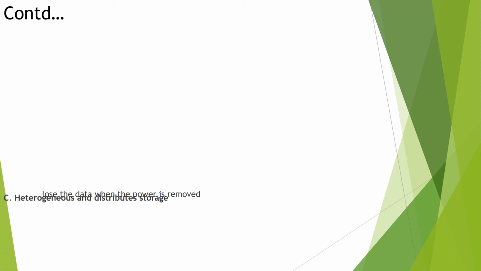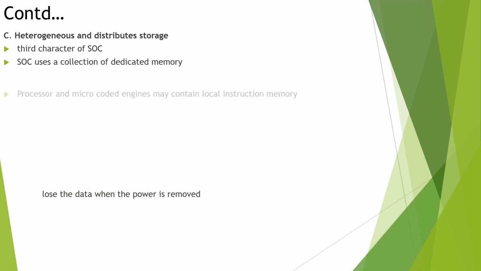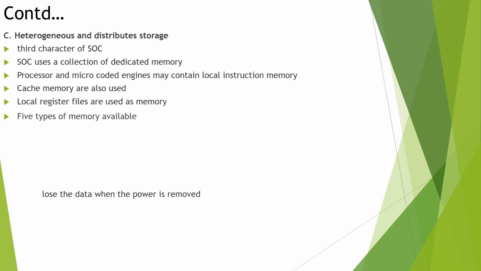C. Heterogeneous and distributed storage. It is the third characteristic of system-on-chip. System-on-chip uses a collection of dedicated memory. Processors and micro-coded engines may contain local instruction memory. Cache memory is also used. Local register files are used as memory. There are five types of memory available.